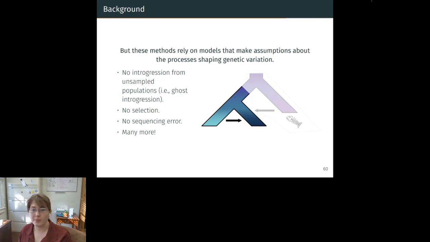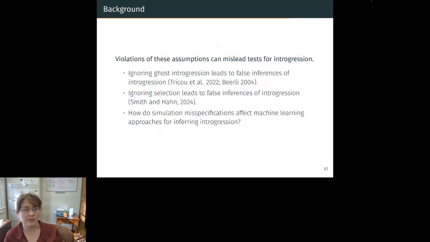This might be okay. All models are going to be simplifications, so we have to ignore some processes. However, we know that violations of some of these assumptions can mislead tests for introgression. So for example, ignoring ghost introgression will lead to false inferences of introgression using many different approaches. And ignoring selection can also lead to false inferences of introgression, particularly for site frequency spectrum-based methods. So we wanted to ask how simulation misspecifications affect machine learning approaches for inferring introgression. Since these approaches are still relying on models to generate their training data, we expected that there would be some negative impact.